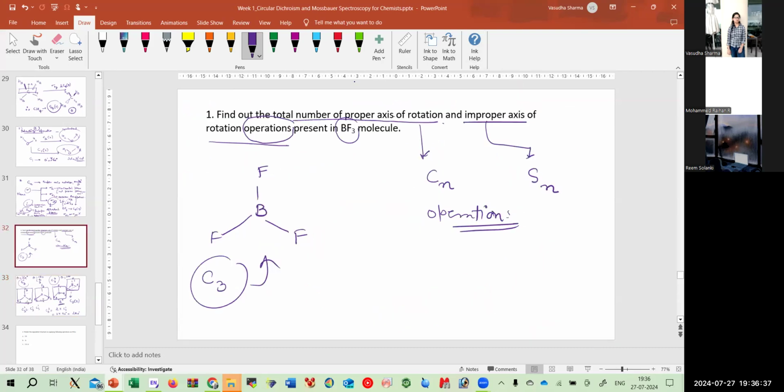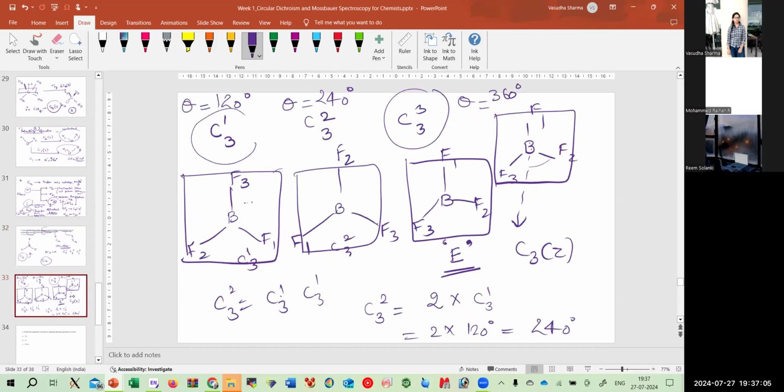What is my question? I asked for the total number of proper axis of rotation operations. It has to be proper axis. I didn't ask for the total number of operations. If I said, tell me in the BF3 molecule what is the total number of operations, then I can consider C31, C32, C33, all the operations. What I mentioned is the proper axis, and proper axis has to be with the symbol Cn. When you did C33, that becomes identity. So it is no longer a proper axis of rotation. Is it clear? Yes, ma'am.